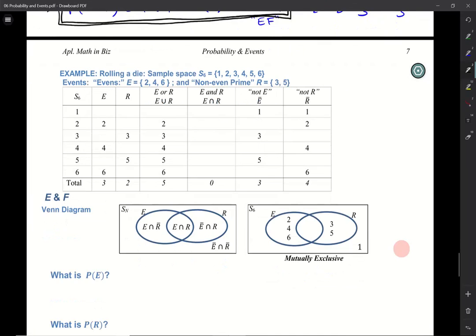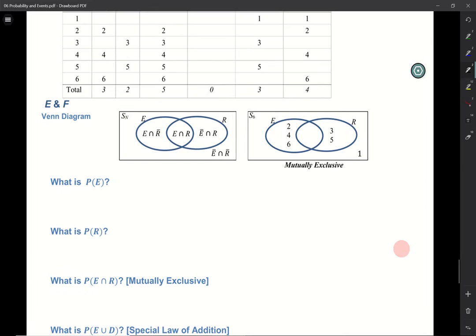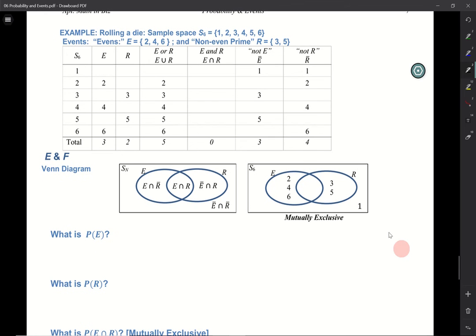So let's continue this example, but now with dice, and E is the same, evens. But now we're going to consider a slightly different set, which is called the non-even primes. So instead of calling it P, which is like probability, we'll go to the second letter, which is R, for the non-even primes. 1 is not a prime number, 2 is a prime number, it's the only even prime number, and all the other prime numbers are odd, so the non-even primes we'll just call R. In this case, it's only 3 and 5.